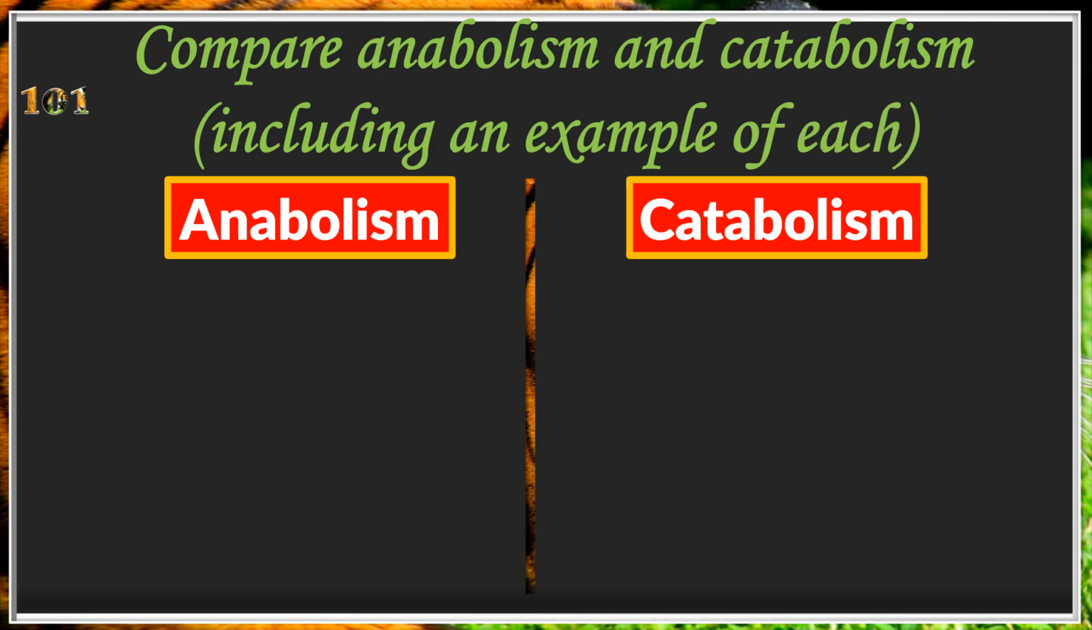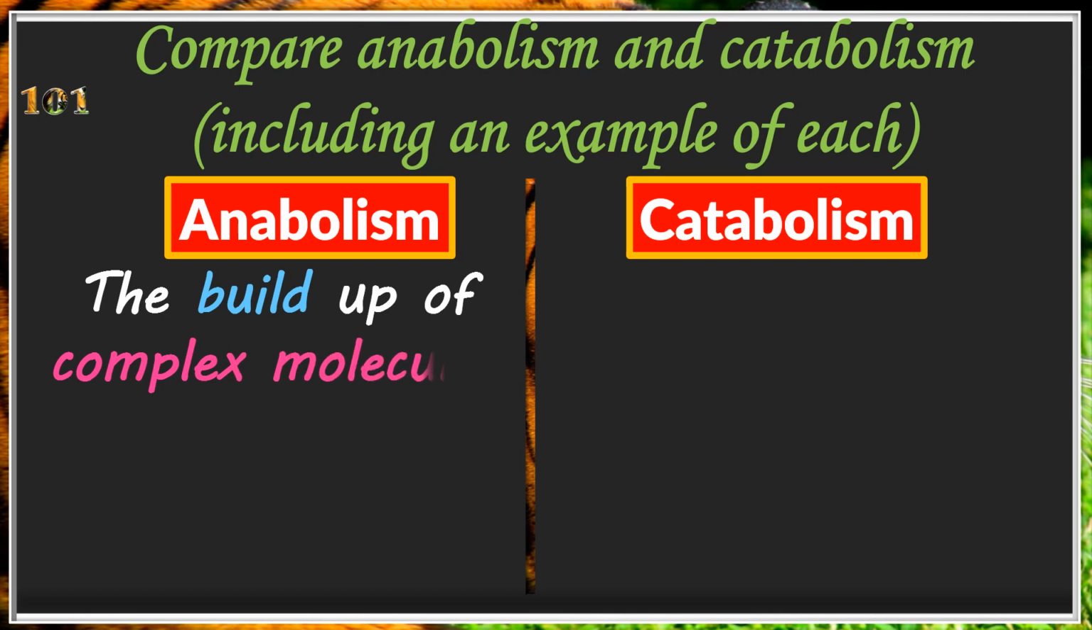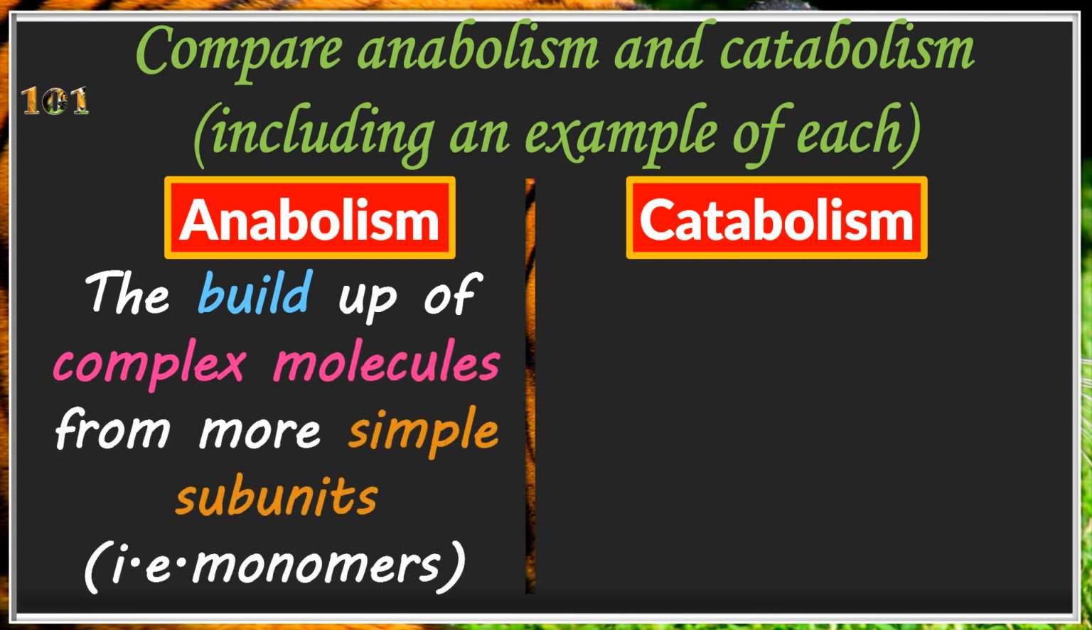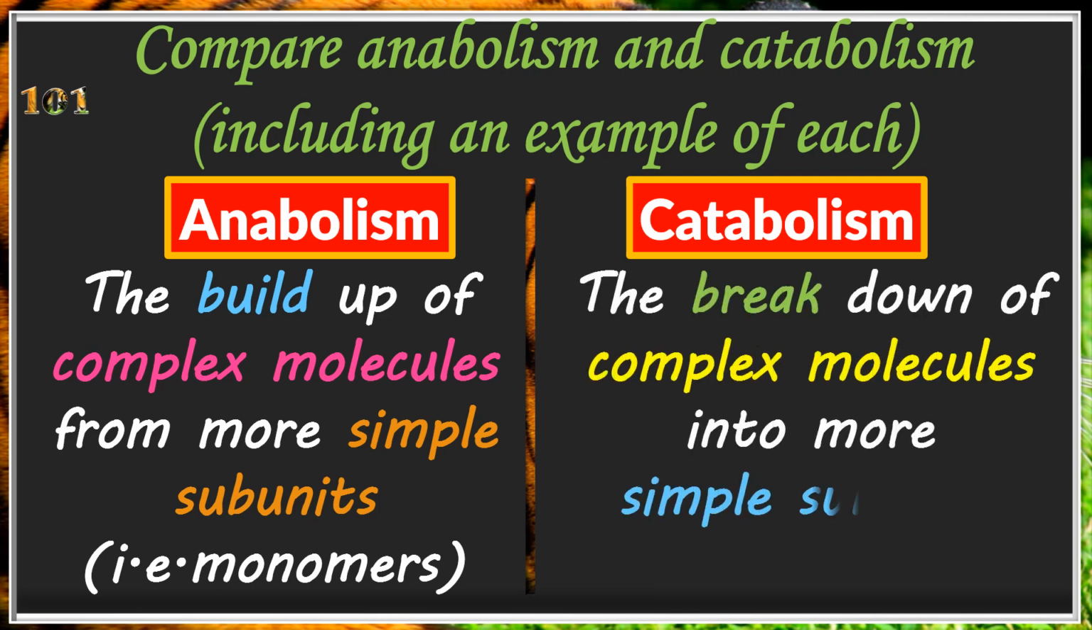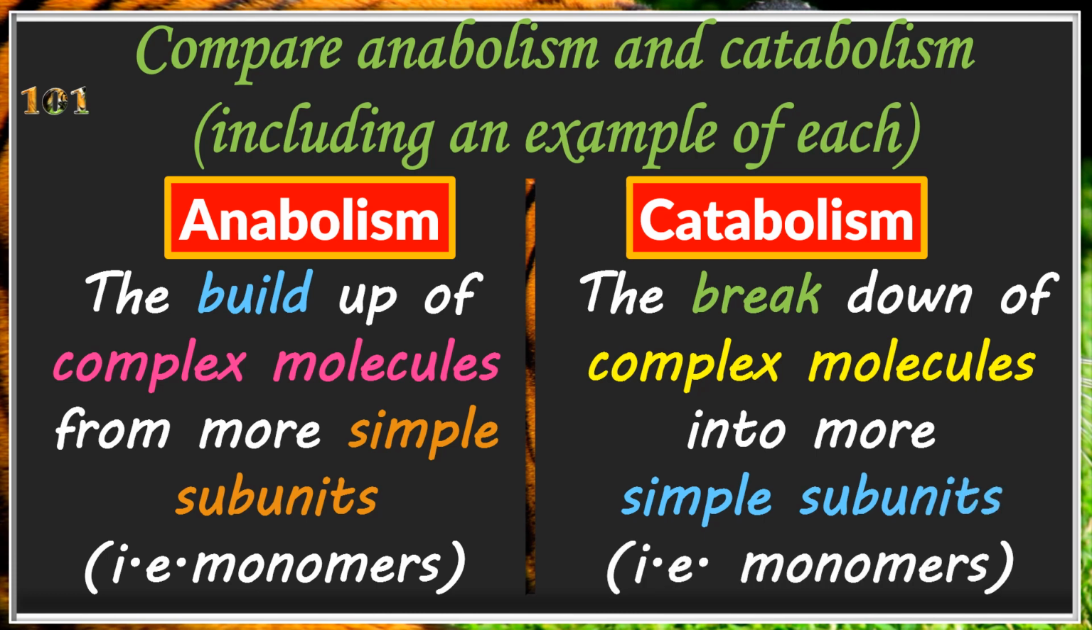Compare anabolism and catabolism, including an example in each. Anabolism is the build-up of complex molecules from more simple subunits, or what we call monomers. Catabolism is the breakdown of complex molecules into simpler subunits, or what we call monomers.